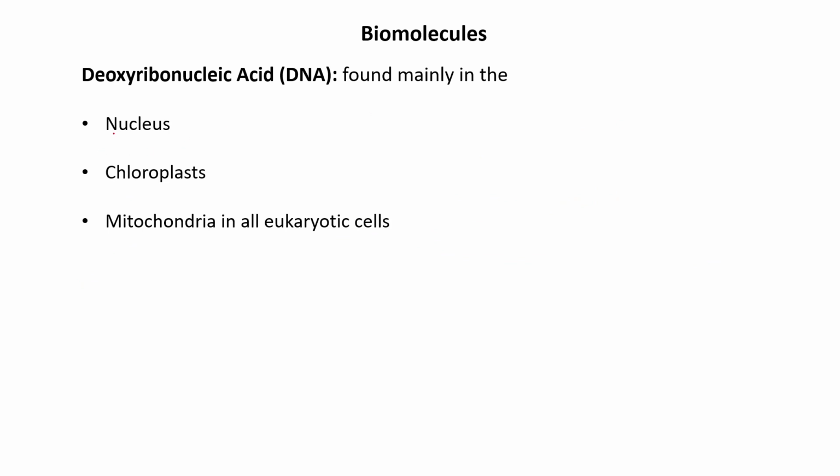Deoxyribonucleic acid is found mainly in the nucleus, chloroplast, and mitochondria in all eukaryotic cells. If you remember, bacterial cells are prokaryotic. They do not have any nucleus, but this nucleic acid is present in the cytoplasm itself, and it is called the nucleoid. So instead of a nucleus, a nucleoid is present in prokaryotes, but the DNA is there. The nucleic acid is there in the form of DNA.